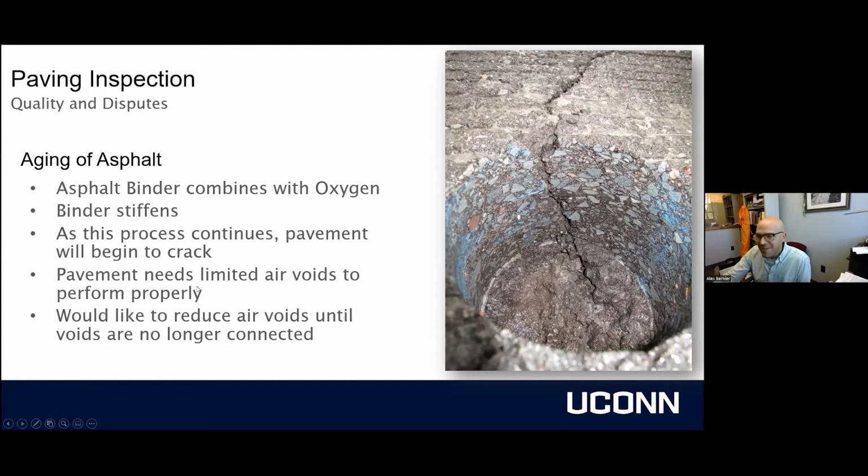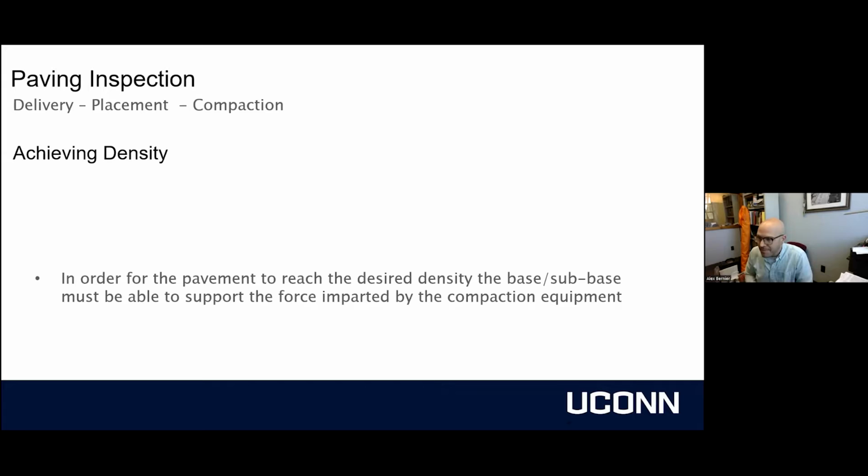We need to limit those air voids to reduce the air going in and out. And we want to reduce the air voids until they're no longer connected. We call these interconnected air voids, where the air can really make its way down into the pavement and back out as a tire goes over it. The tire is actually driving air in and sucking it out. That is most of the noise you hear when you're traveling on a road.